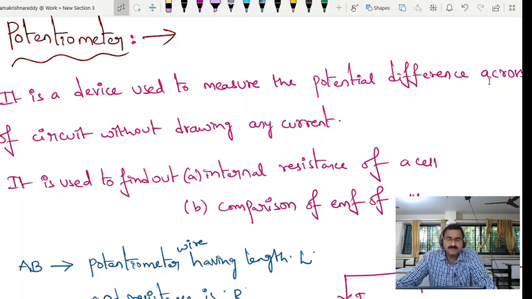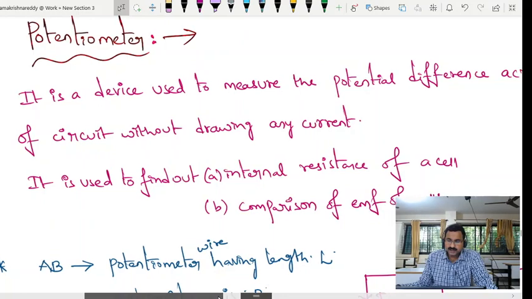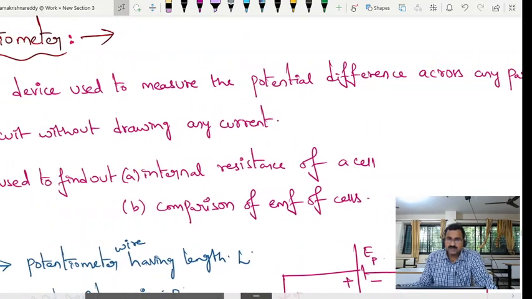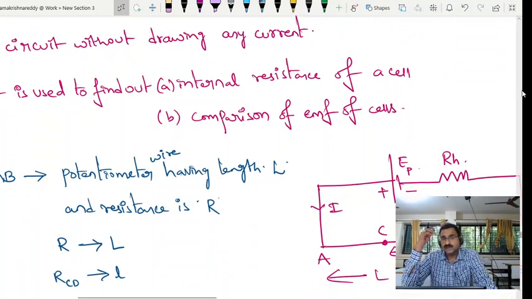So what is the difference between the voltmeter and the potentiometer? A voltmeter also measures the potential difference across any part of the circuit, but it will draw current. But the potentiometer is a device used to measure the potential difference across any part of the circuit without drawing any current. So that is what is taken as the potentiometer.